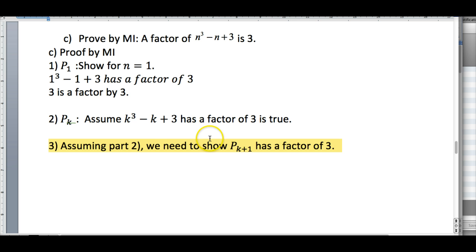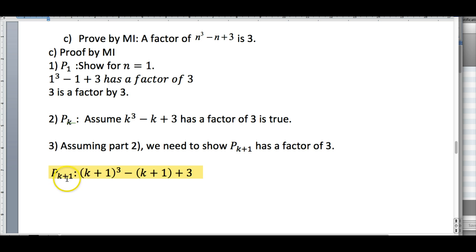Then the next one is that assuming part 2, we need to show that p sub k plus 1 does have a factor of 3. And so that's what we want to do. So we write out this thing right here. Instead of n, we're going to put in k plus 1, and then show that that thing does have a factor of 3. So there we have it: k plus 1 quantity cubed minus k plus 1 plus 3. That's just taking k plus 1 and putting it in here for the n's.